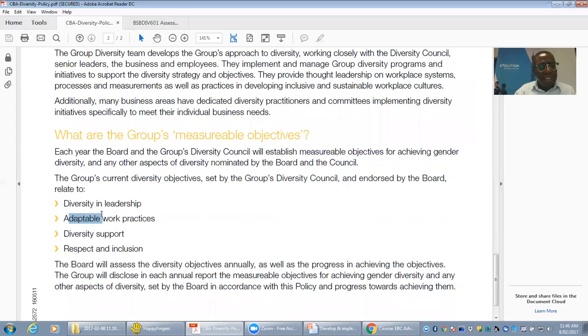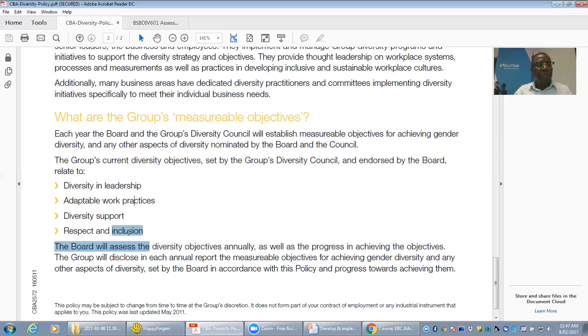So you've got to have diversity in leadership, adaptable work practices. For instance, women that have got children going to school, so how adaptable are you? How flexible are you with people that have got to pick up kids, people that are just returning from maternity leave or from long-term injury? What sort of policies do you have? Diversity, support, and respect and inclusion. That's another sample from CBA.